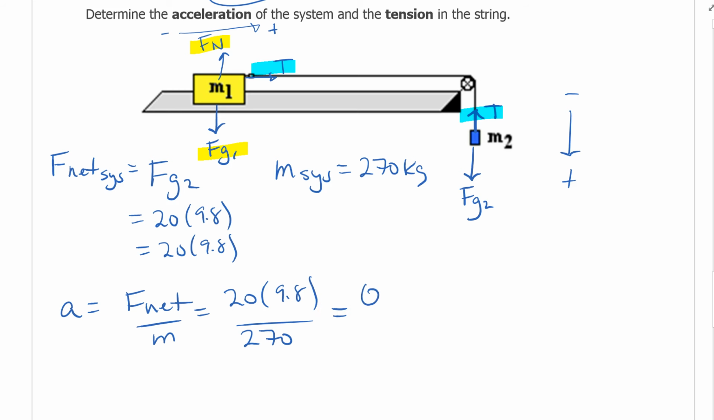So here's where I get 0.726 dot dot dot meters per second squared. Guess what I'm going to say? Yes, you got it. Put that in the memory because we're going to be using it again.